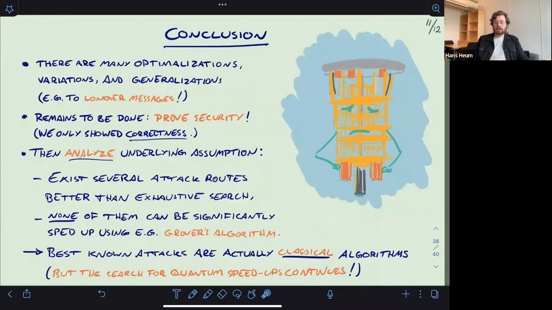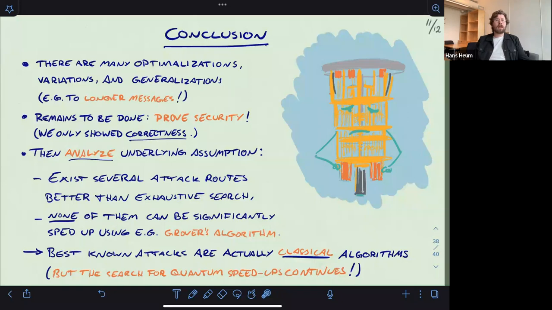So modulo those tiny speedups that will probably drown in the error correction overhead anyway, the best known attacks are actually classical algorithms. But the search for quantum speedups continues, which is not my field of expertise, but there are definitely people out there looking for this. And the search for better classical algorithms is also very active research. But both of these have been active for something like 20 years, and we still haven't reached any sort of breakthrough.